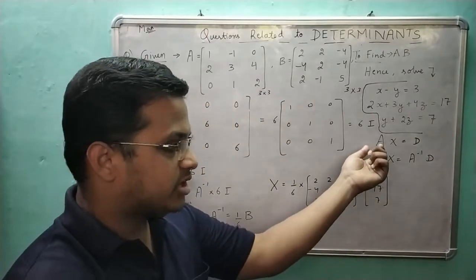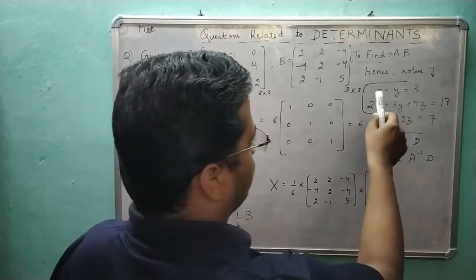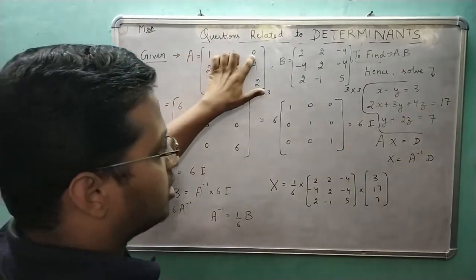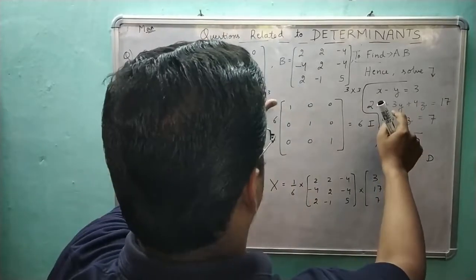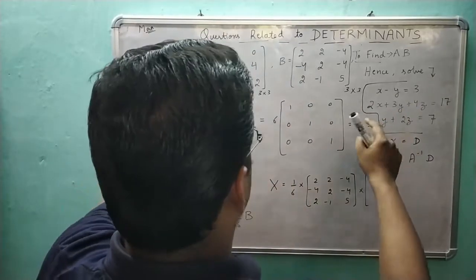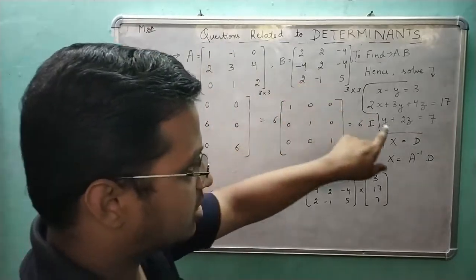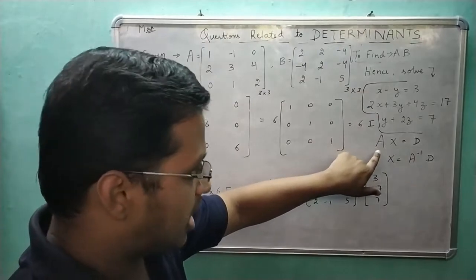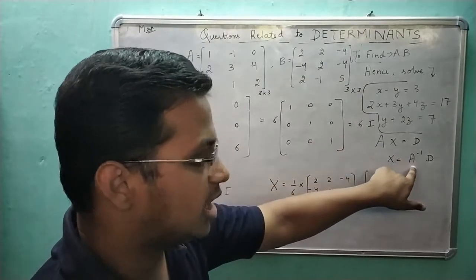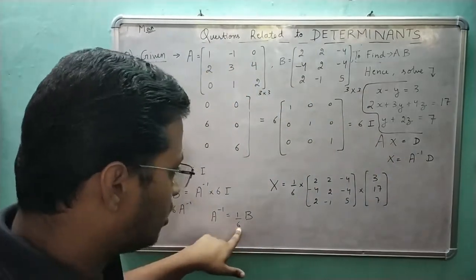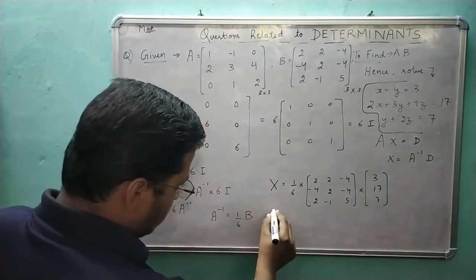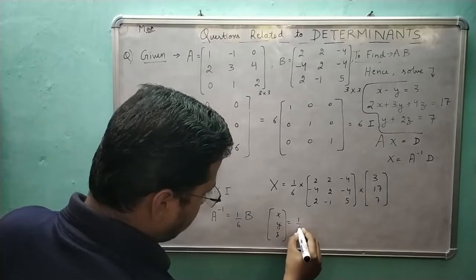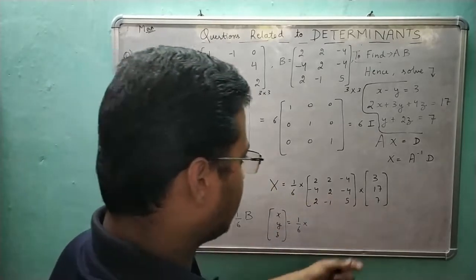Alright, so A was the coefficient matrix. So the coefficient matrix will be 1, minus 1, 0, which is this one. Similarly 2, 3, 4, and 0, 1, 2. So our matrix A is equal to this coefficient matrix. And in order to solve this equation, we need A inverse, which is equal to this much. So x, y, z is equal to 1 by 6 into, let's multiply.